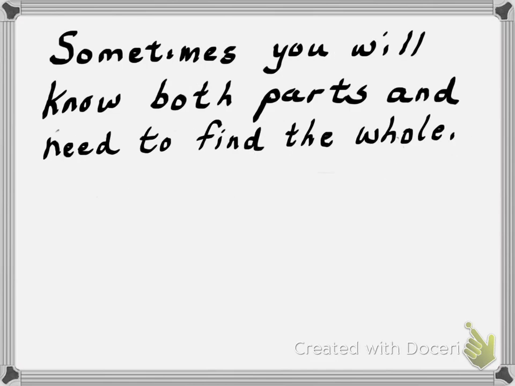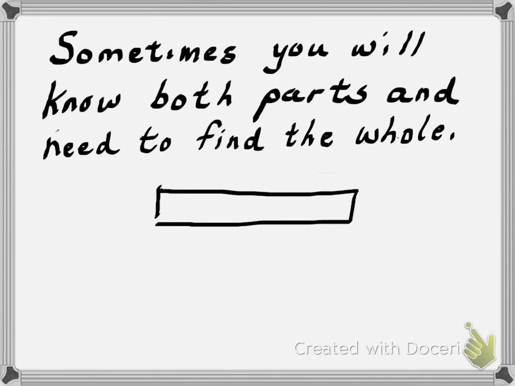Sometimes you will know both parts and need to find the whole. For example, Mrs. Patterson made pizzas for lunch. She made 3 pepperoni and 4 cheese pizzas. How many pizzas did she make in all? Remember, the top bar represents the whole. And in this problem, I don't know how many pizzas she made in all. That's what the problem is asking me.